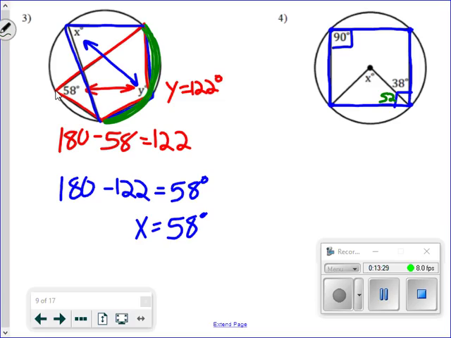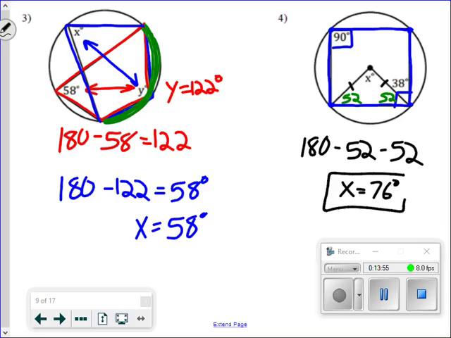And how does that help me? That helps me because those are radii. That makes this triangle isosceles. The base angles are congruent. And then I can figure out that angle X is the same as 180 minus 52 minus 52. And that leaves me with a grand total of X being 76 degrees.